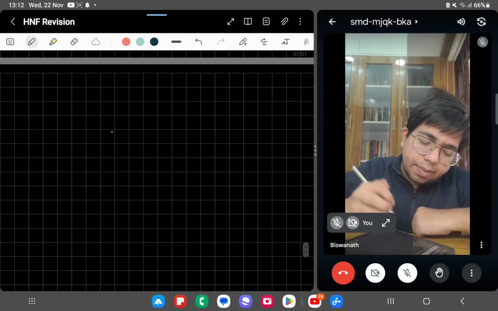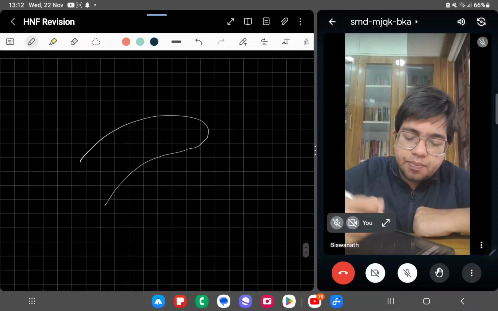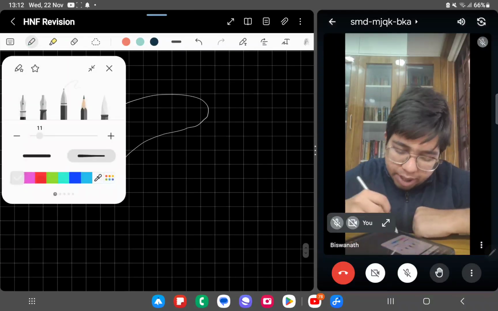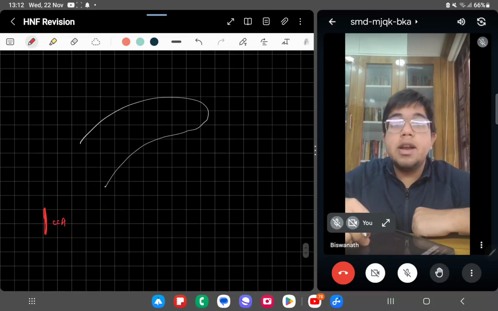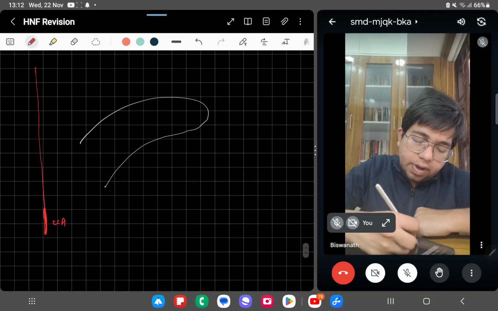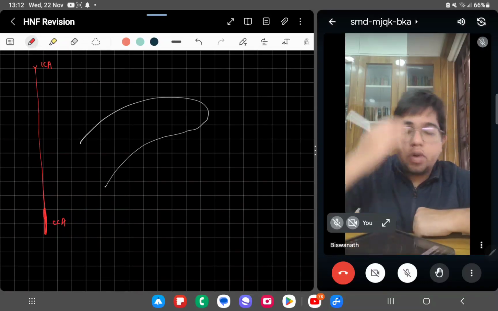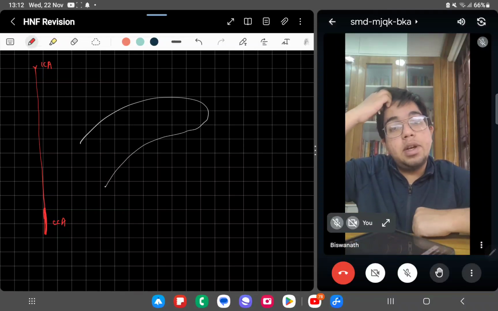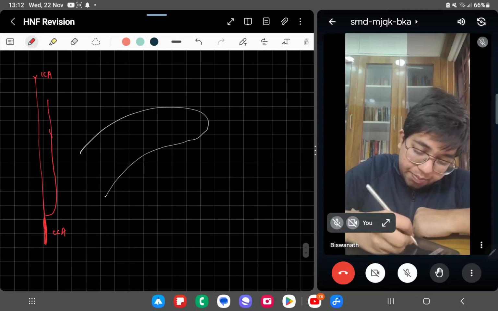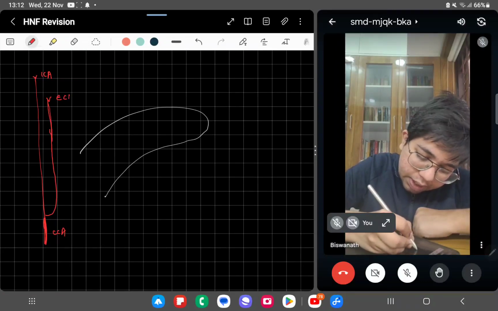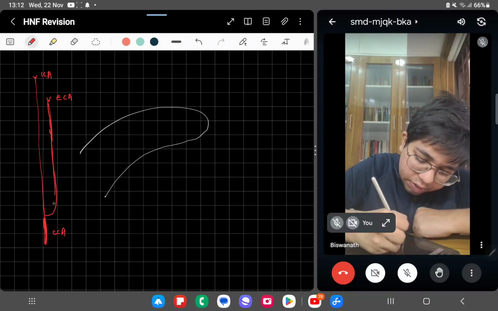Let's discuss the arterial supply without much delay. This is the tongue. You know about the common carotid artery, the CCA. This divides into internal carotid and external carotid. The internal carotid artery will be going towards the brain, and the external carotid artery, ECA, is mainly supplying the tongue.